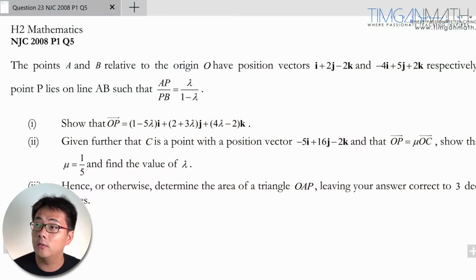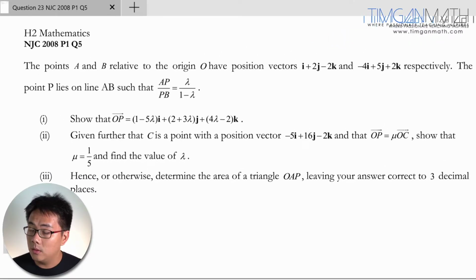Alright everyone, let's look at this question here. This question is on vectors, taken from the year 2008 NJC paper 1 question 5. Let's dive. I've never seen this question before. I'm just going to do it. Alright, so let's look at the first part.